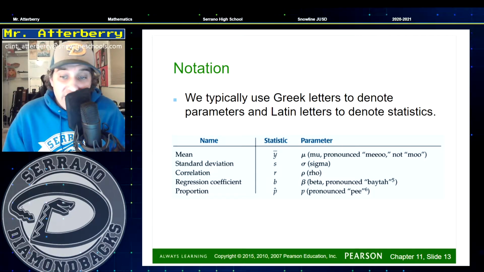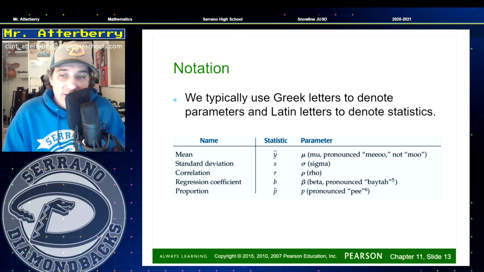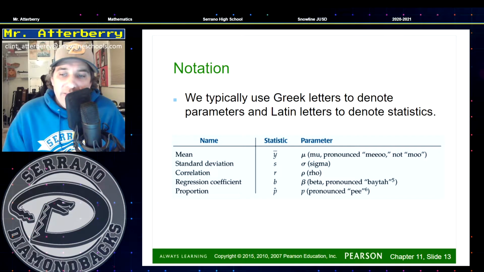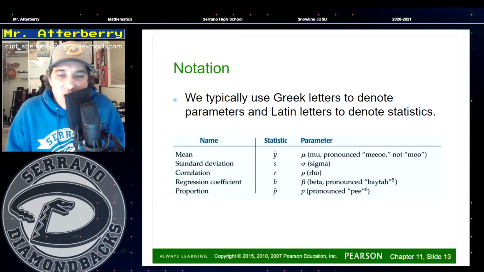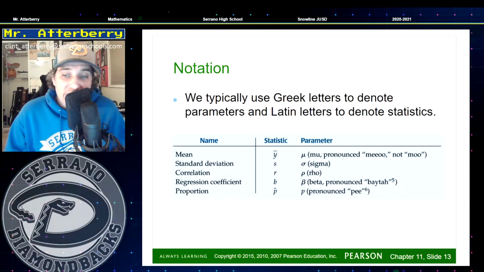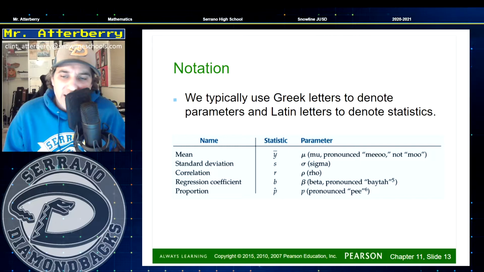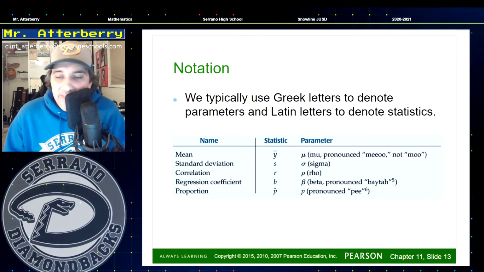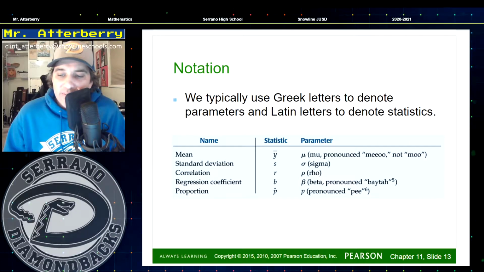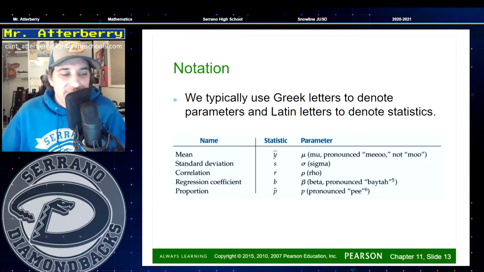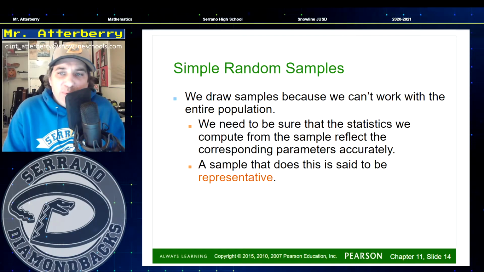The statistic standard deviation S, the parameter is sigma, okay? That's that O with a little line on top. There's the correlation coefficient R, which the parameter is rho. That looks kind of like a P. The regression coefficient, that's that B, we call beta, all right, pronounced beta. And then last but not least, the proportion, okay, that is little p hat, and that's pronounced P. All right. So let's talk about the simple random samples.